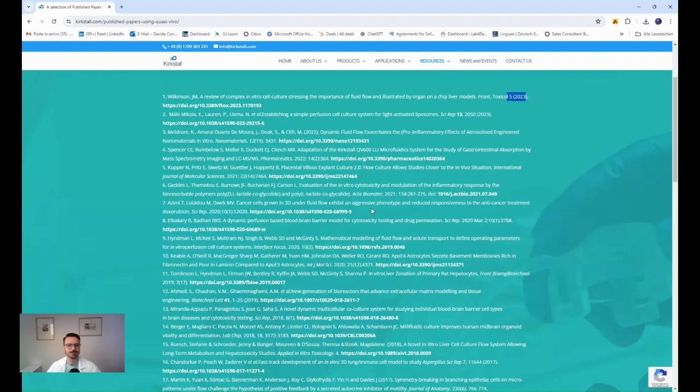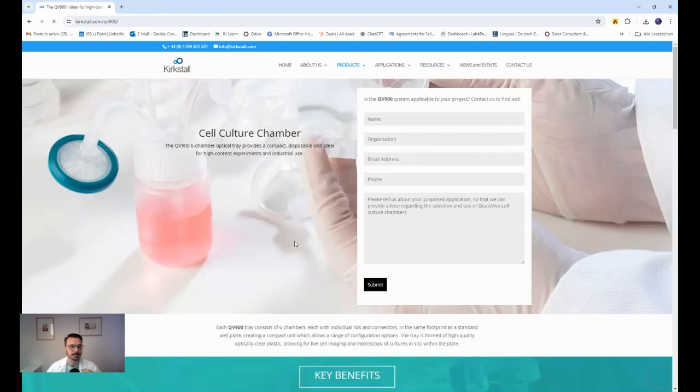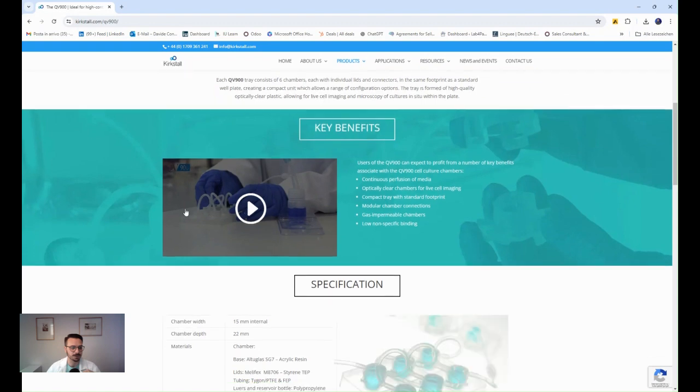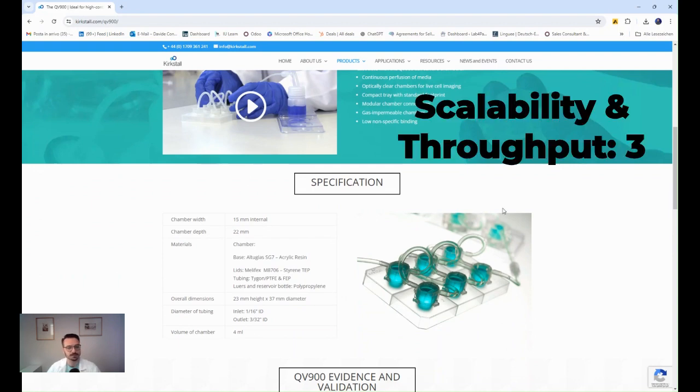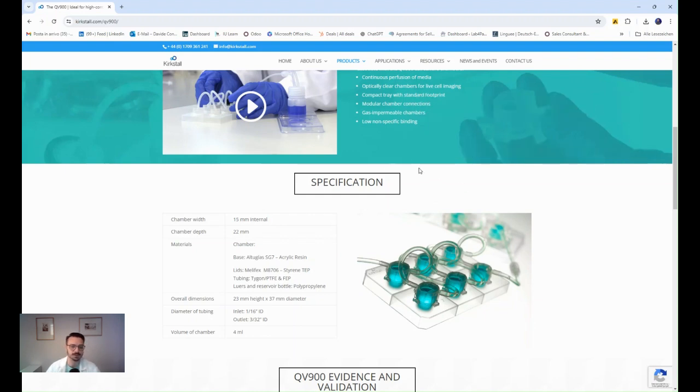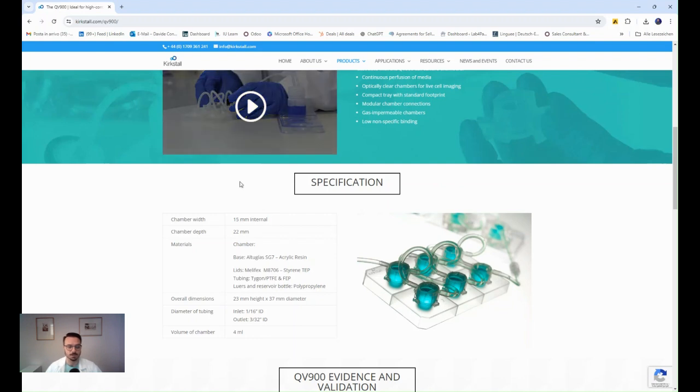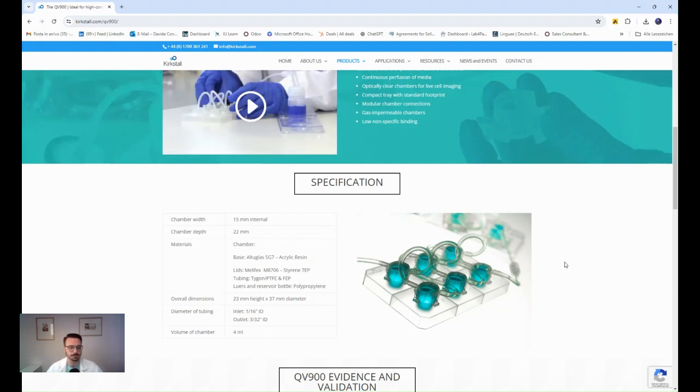Point number 2, we have scalability and throughput. Here we're talking about an application that goes up to 6 different wells. This is not exactly the top in the market, but it's still a quite good throughput. It depends obviously on the kind of applications that you have. We can also factor in the fact that you can add an additional plate or additional wells on top of it and combine them. So this would be a good 3 for us.